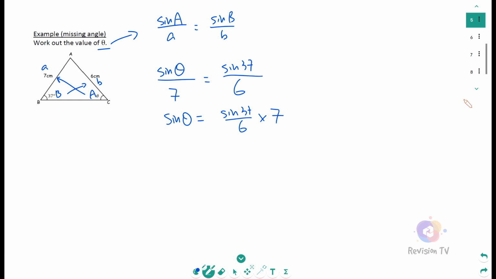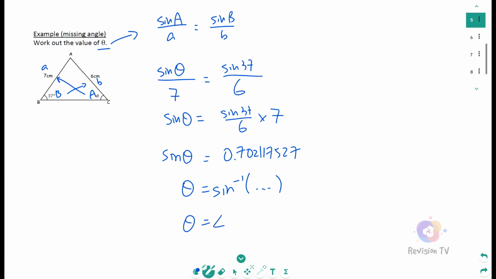You can do two things. One, you can put this in a calculator and get a decimal, which is 0.702117527. Now, if you do put it in the calculator first, I do suggest you write the full answer, mainly because you want to avoid rounding error. So then theta equals the inverse sine of that decimal, which equals 44.6 degrees.